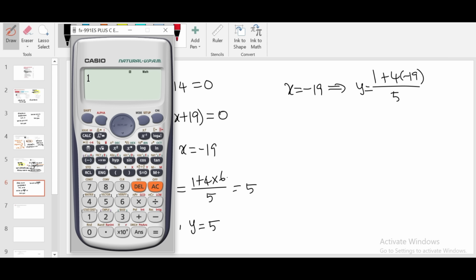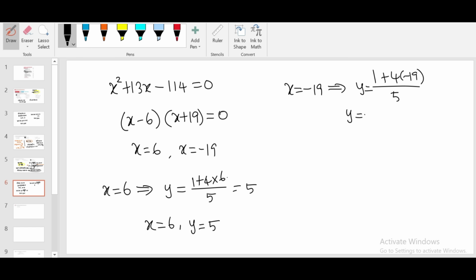So 1 plus 4 times, which is same as this, divided by 5. Why did I put divided by 2? Should be divided by 5. Oops, sorry. 1 minus 4 times 19 divided by 5 is minus 15. Y is minus 15. So x is equal to minus 19, y is equal to minus 15.